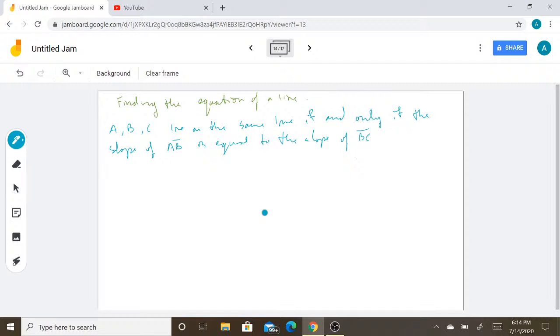We can do this by example. I think it'll be easier to learn with an example. So say we have 2 points. Let's say that we have point A at -3, -1, and we have point B at 6, 5, right over here.